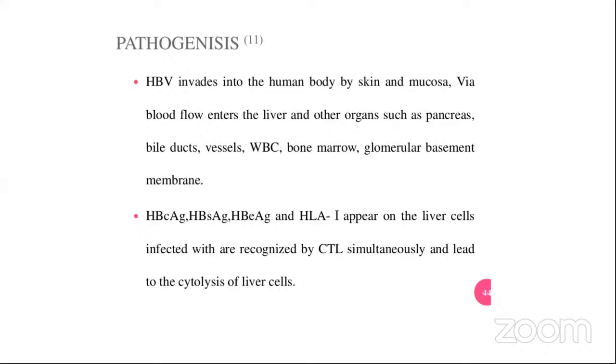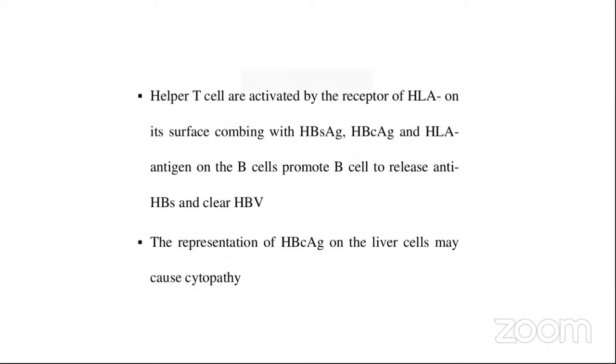Pathogenesis: what will happen in the pathogenesis? Now there will be blood flow. The virus will enter the human body via skin and mucosa, and via the blood flow enters the liver and other regions such as pancreas, bile duct, vessels, WBC, bone marrow, like that. And thus all these antigens will appear on the liver cells infected with the virus, and we can detect them. This will lead to cytolysis of the liver cell, that means breakdown of the liver cell. In this way, cytopathy will be observed.